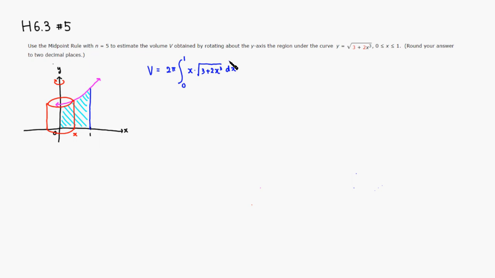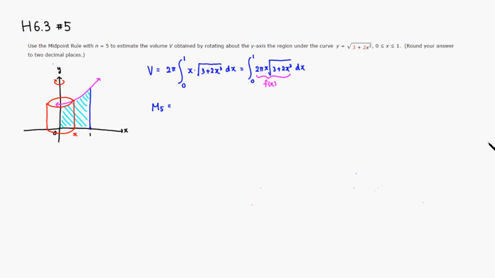So what we're going to do is use the midpoint rule with n equals 5. We're trying to find this guy, M5. Actually, I'm going to squeeze everything inside, so it's going to be an integral from 0 to 1 of 2 pi x square root of 3 plus 2x cubed dx. I'm going to call this integrand f of x.